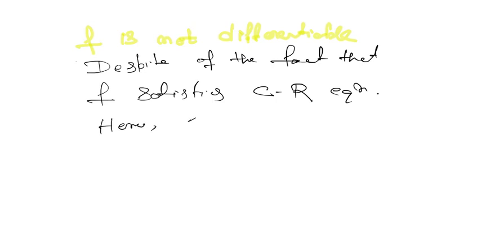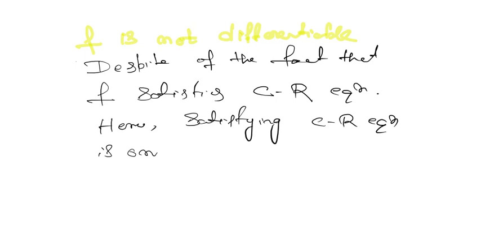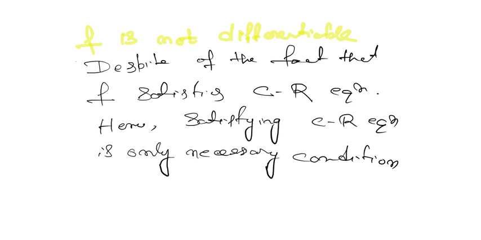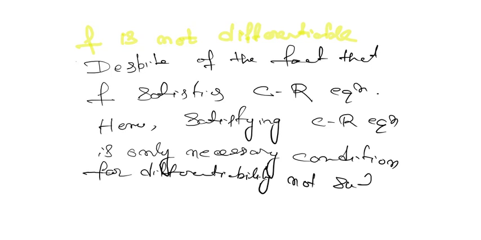Hence, satisfying the Cauchy-Riemann equation is only a necessary condition for differentiability, not sufficient. This is what I want to establish in today's class, that if f is differentiable, then it must satisfy the Cauchy-Riemann equation, but not the other way around. If f satisfies the Cauchy-Riemann equation, this may not imply that f is differentiable at that particular point.